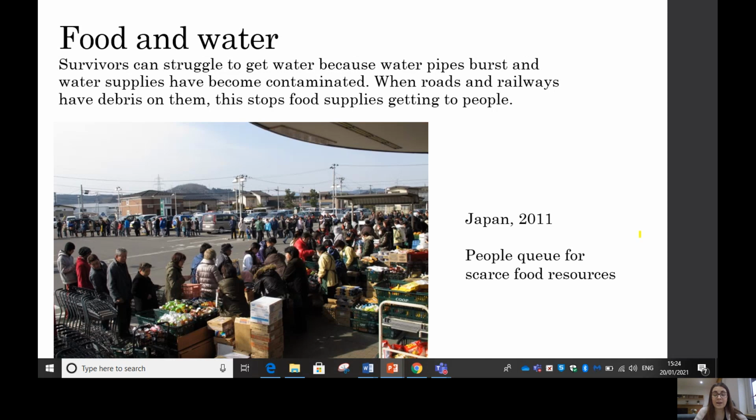So we've looked quite a bit at pictures from the Japanese earthquake in 2011. And here we have a picture of people queuing for scarce food resources. So there's not much food and there's not many deliveries coming in. So you can imagine that suddenly there's a big demand for food. And unfortunately, there's not always enough food to go around easily. So the first short-term effect is the lack of food and the lack of water.